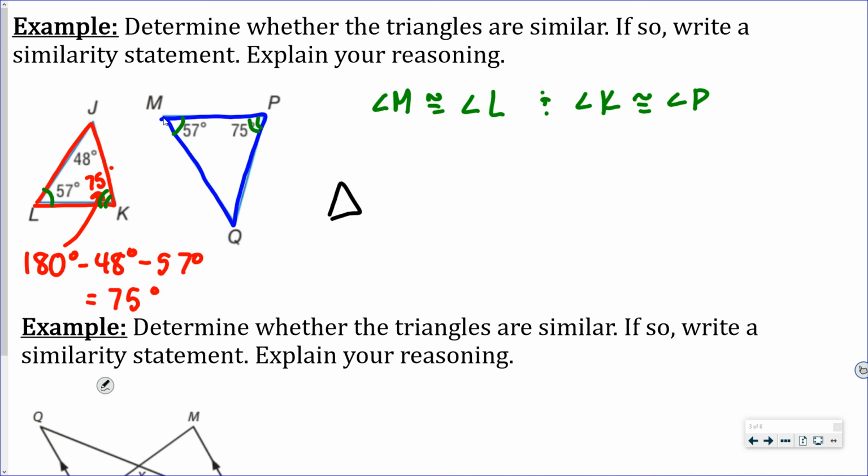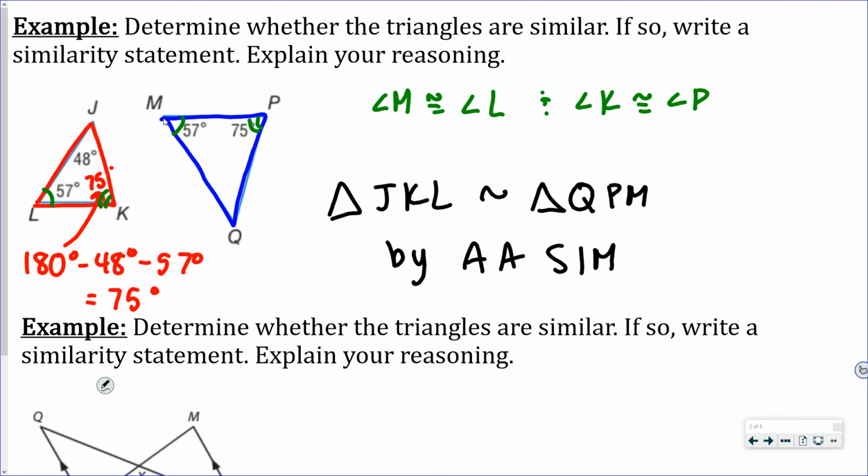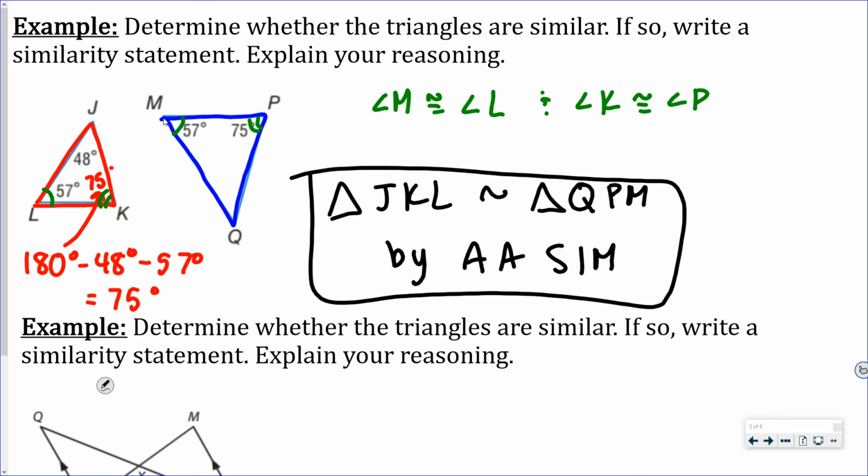So let's write our similarity statement. I'll go JKL is similar to, all right, so I'm from 48, 75, 57. So I got to do Q, P, M, explain your reasoning, by angle sim. It's that easy for that one.